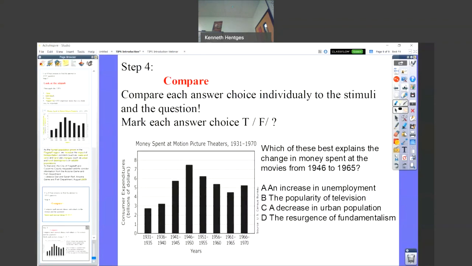Okay. Now, we've already kind of done this a little bit. That's why I chose this one. Okay. Start with the question. Time, 1946 to 1965. The place, the movies. How do you know that? Because of this word right here, at. All right, there really is no individuals. That's why I kind of skipped over it. Explains, change, money spent. If you highlighted best, that's fine.